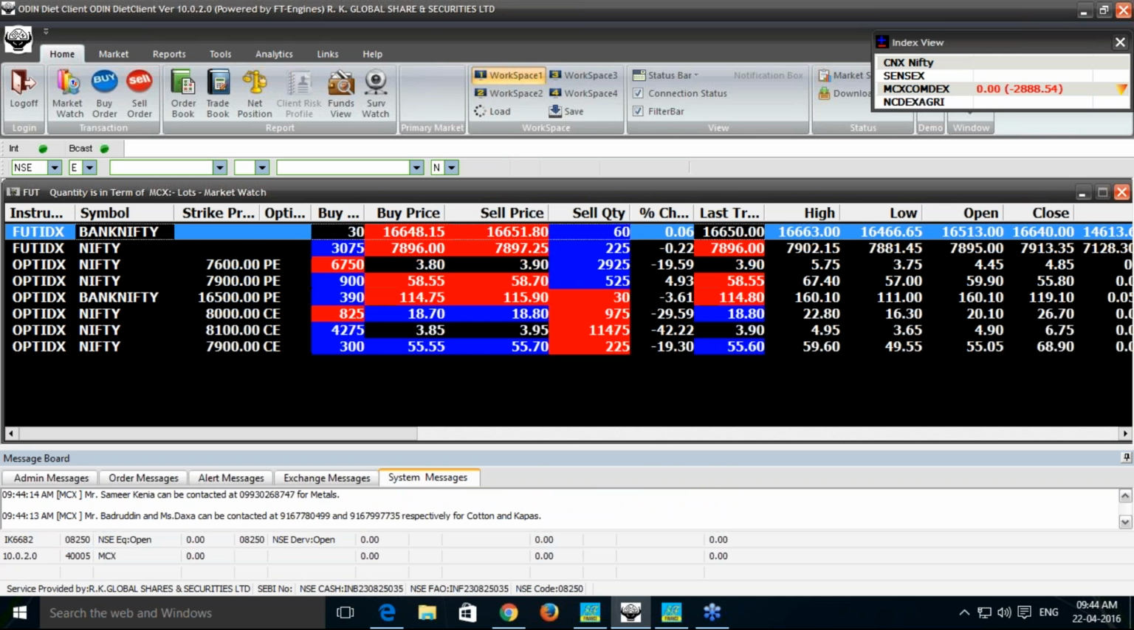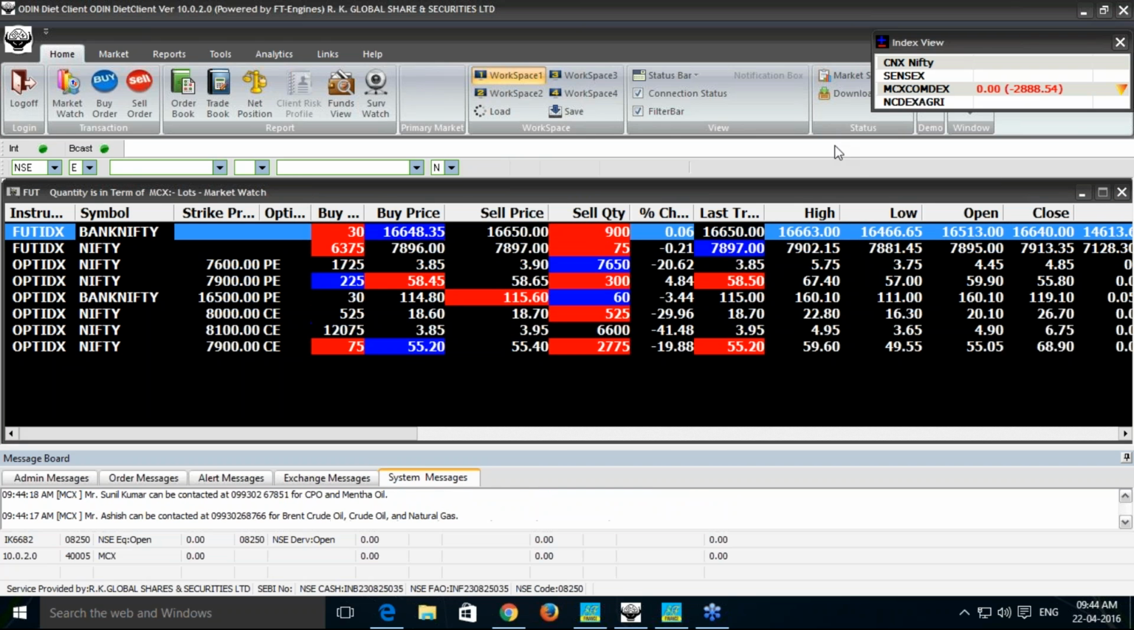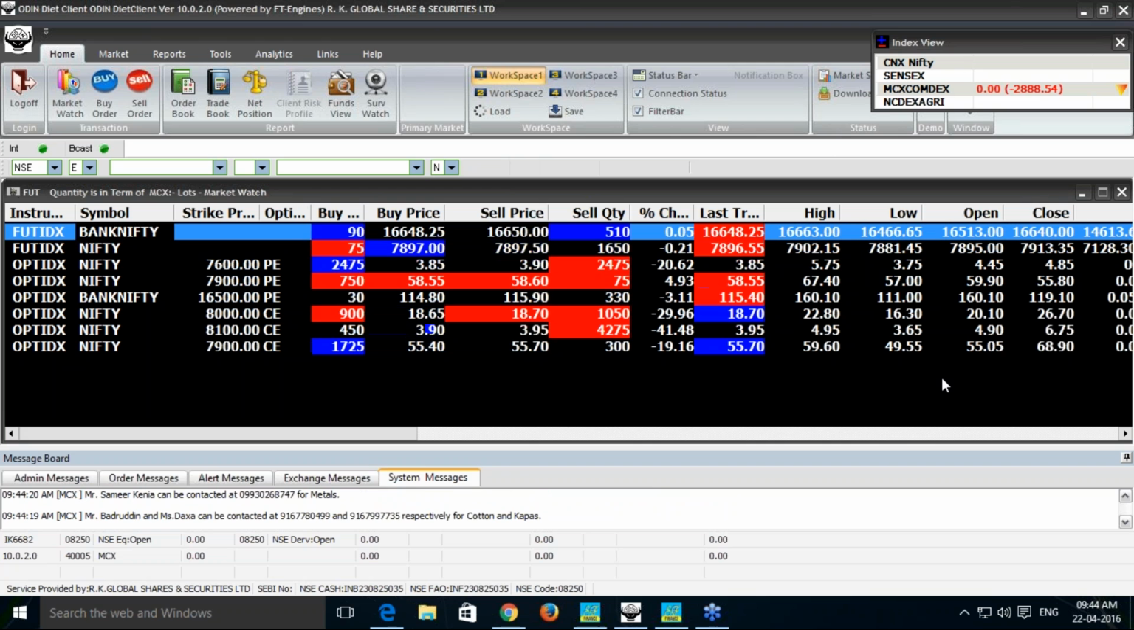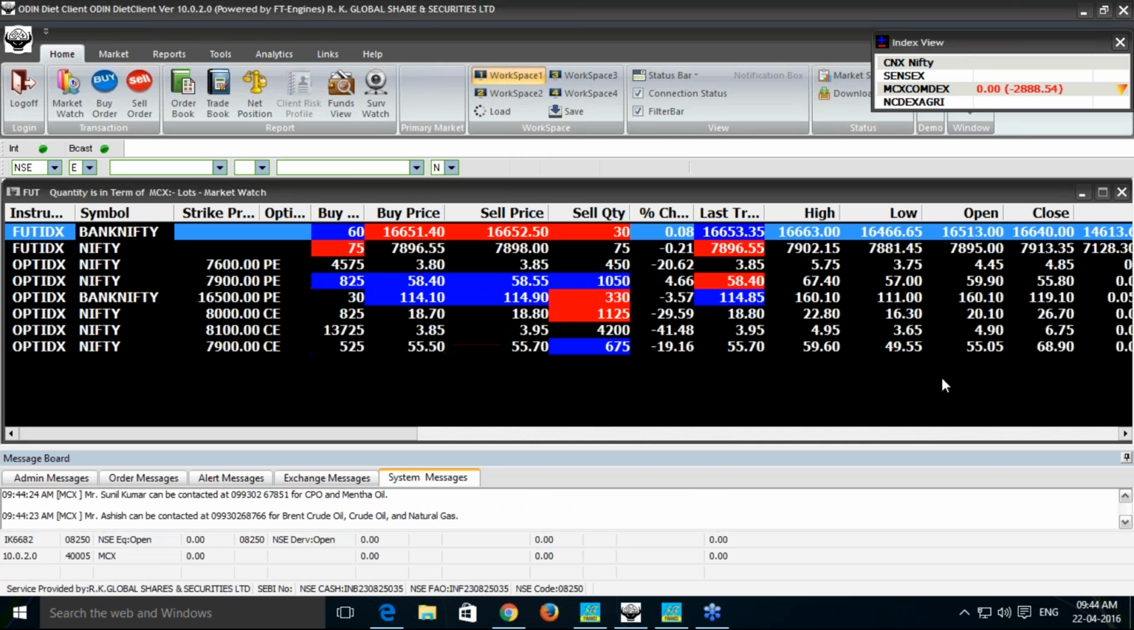63 you have achieved, and from there you have come out. It is a good profit you are making in Bank Nifty. If you have entered this trade, try to book the profit.